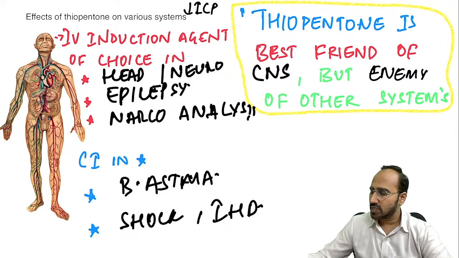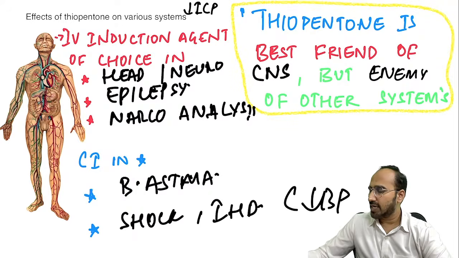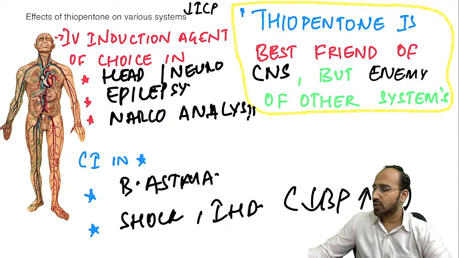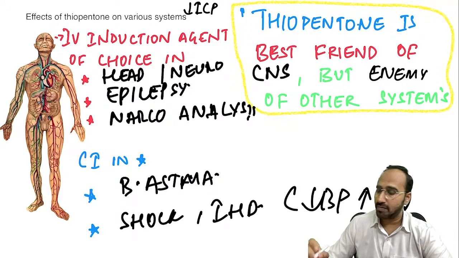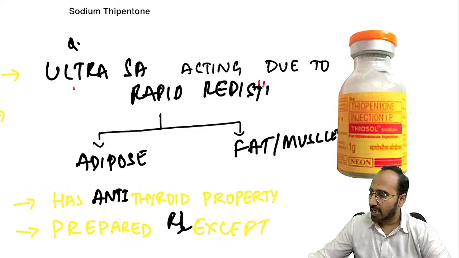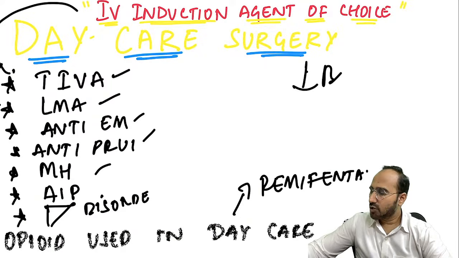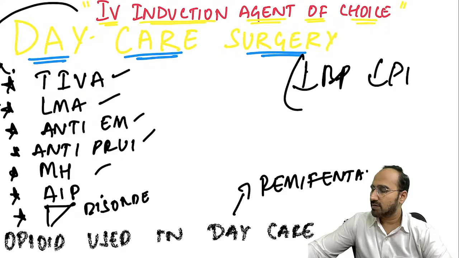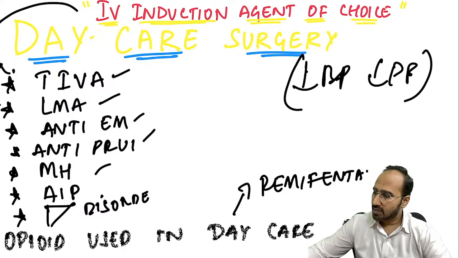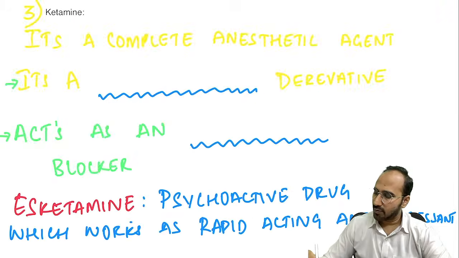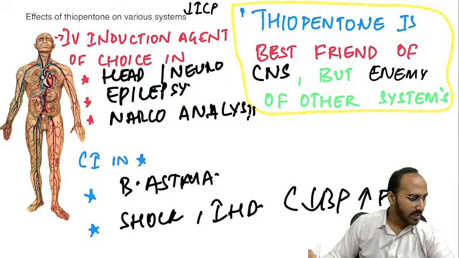Why? Because it will cause what? Hypotension and tachycardia. Sodium thiopentone causes hypotension and tachycardia. Propofol causes hypotension as well as bradycardia, okay? Sodium thiopentone causes hypotension and tachycardia. Is it clear? Okay?